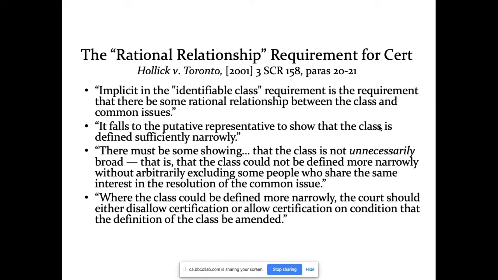Way too broad. And the court's saying that, by the plain language of the Class Proceedings Act, there's nothing that says that we have to exclude all those people, but they want us to interpret this such that we can't have a class which is too large. It can't be arbitrarily large. And if the plaintiff should have left some people out, drawn that boundary more narrowly, then the court's going to require them to do so.